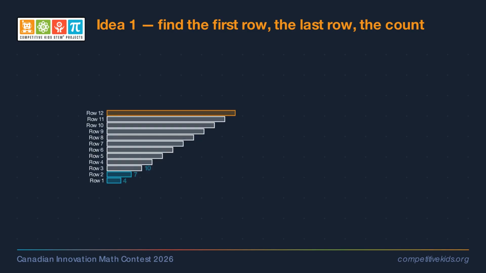Step 1. Find the constant step. 7 minus 4 equals 3, so D equals 3. Each row adds 3 blocks.